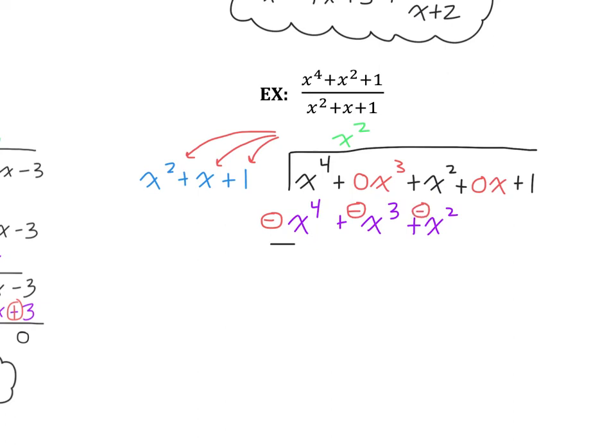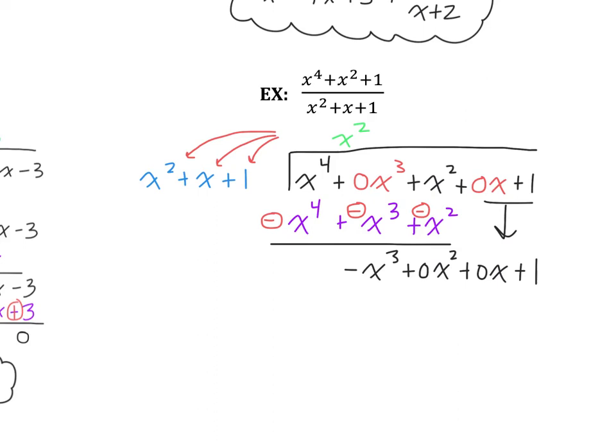And what's going to happen? The x to the fourths cancel. We have negative x cubed. The x squareds cancel as well, so we now have 0x squared. And now we just bring these other guys on down. So plus 0x plus 1. We always want to keep those placeholders to help align everything.